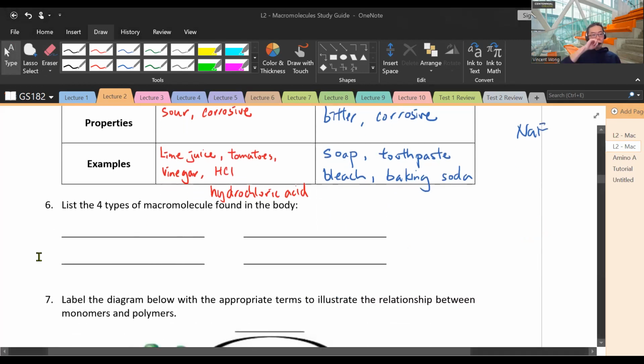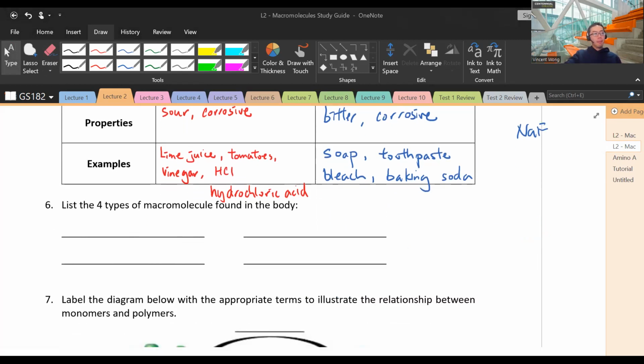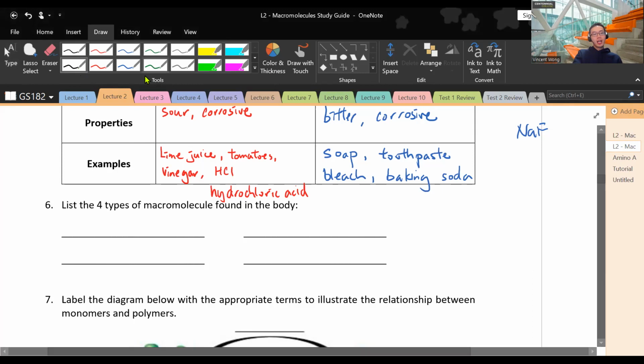Excuse me. All right, next, list 4 types of macromolecules. When you combine atoms together, you get molecules. Water is a molecule, but it's really small. It only has 3 atoms in it, right? 2 hydrogen and 1 oxygen. When we talk about macromolecules, these are molecules that have a lot of atoms in them, sometimes thousands of atoms.